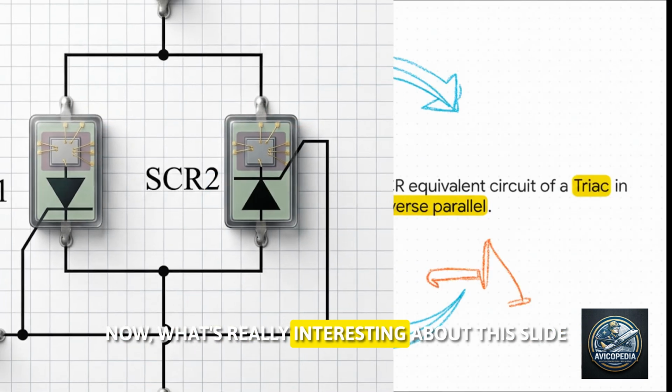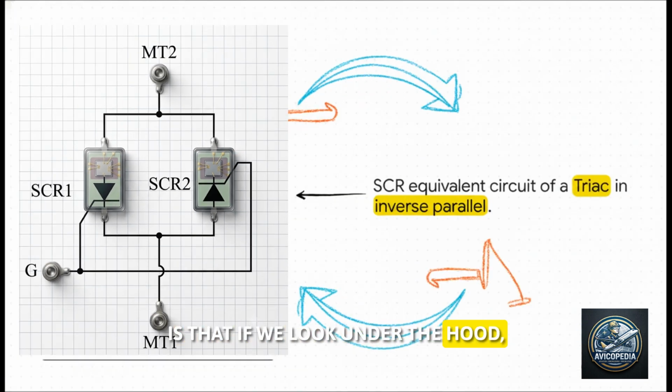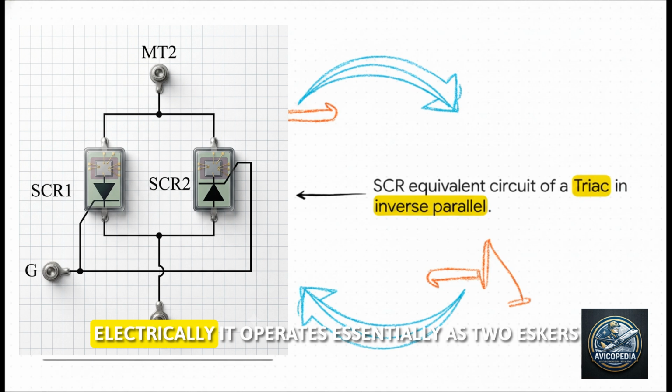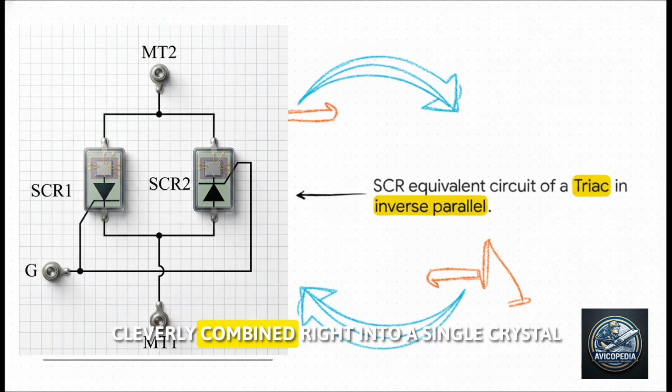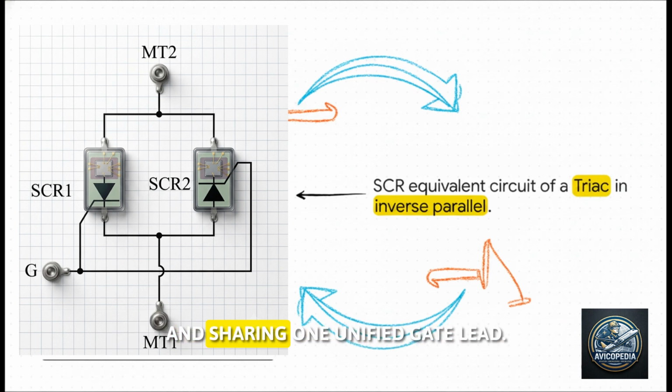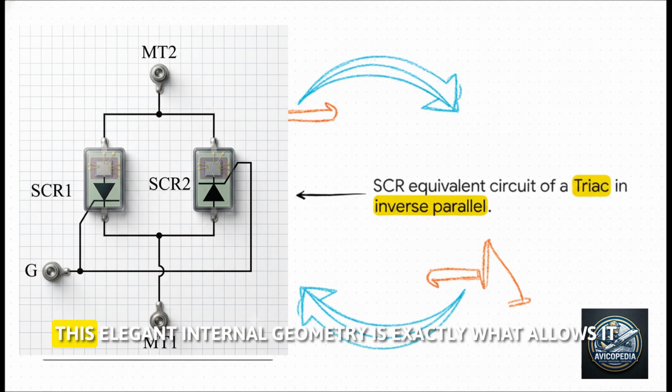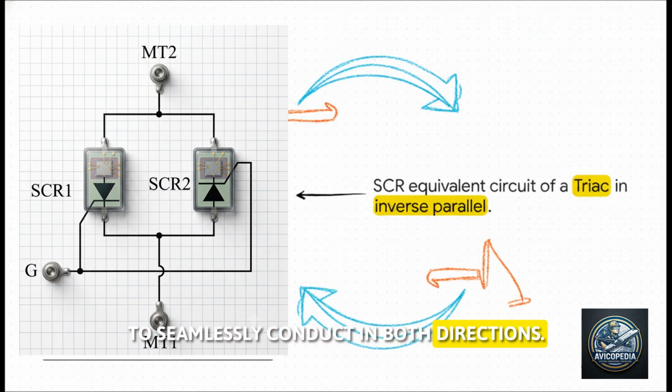Now, what's really interesting about this slide is that if we look under the hood, we see that while the TRIAC is a complex 5-layer device structurally, electrically it operates essentially as two SCRs wired in inverse parallel. It's literally two one-way valves pointing in opposite directions, cleverly combined right into a single crystal and sharing one unified gate lead. This elegant internal geometry is exactly what allows it to seamlessly conduct in both directions.